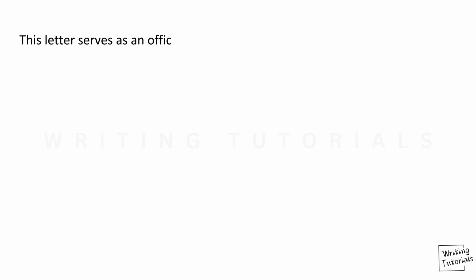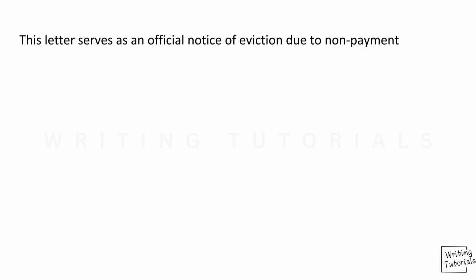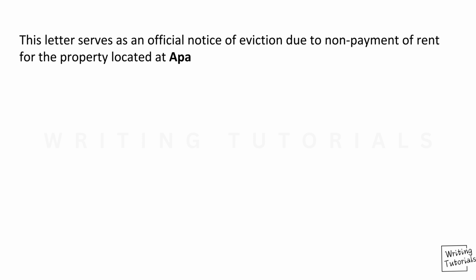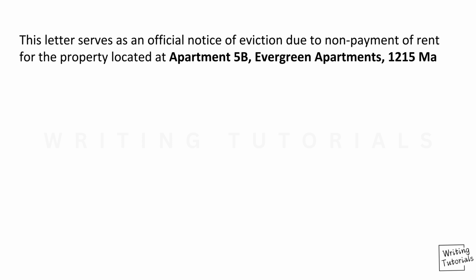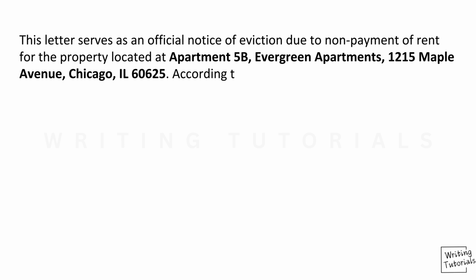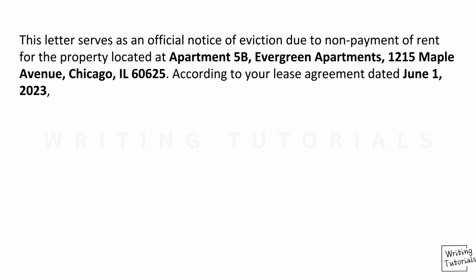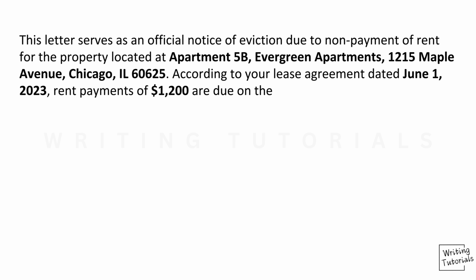The first paragraph states the purpose of the letter. This letter serves as an official notice of eviction due to non-payment of rent for the property located at Apartment 5B, Evergreen Apartments, 1215 Maple Avenue, Chicago, Illinois, 60625. According to your lease agreement dated June 1st, 2023, rent payments of $1,200 are due the first day of each month. Here's what makes this paragraph effective.